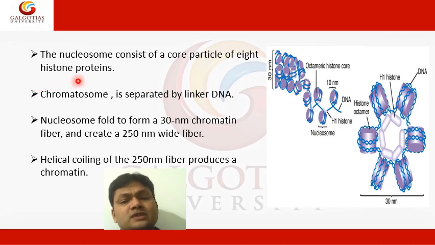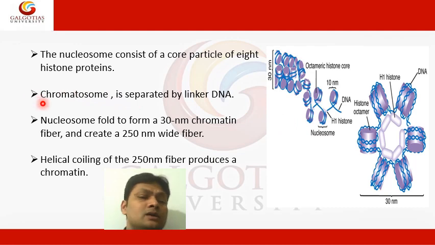The nucleosomes consist of a core particle of eight histone proteins, and the DNA wraps around the core, which is clearly seen in this diagram. This distance is around 30 nanometers, and the diameter of the histones is 10 nanometers. These are the strands of the DNA which wrap around the histone proteins, and the whole structure is known as the nucleosome.